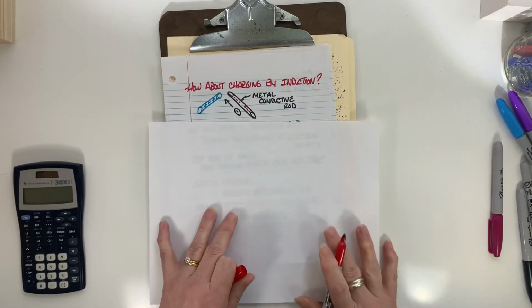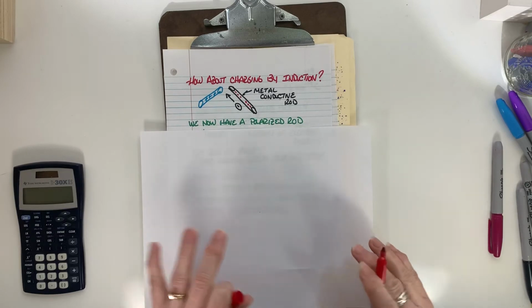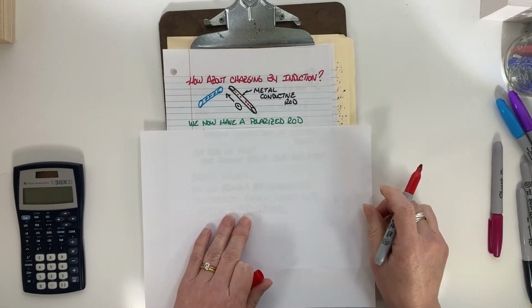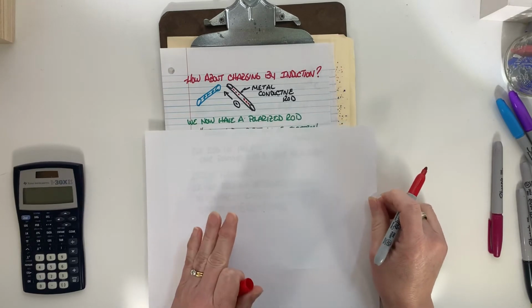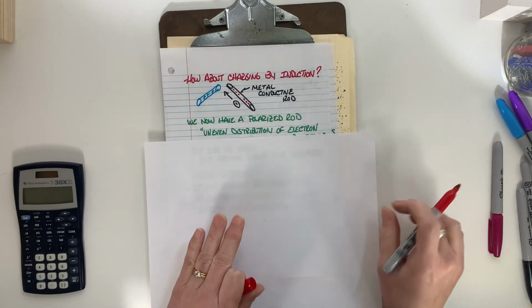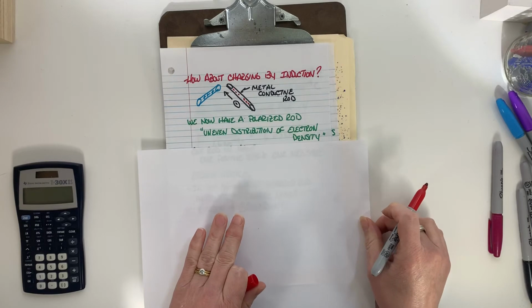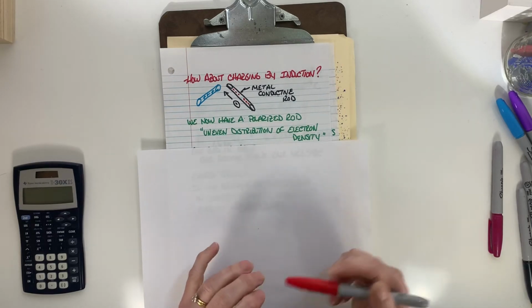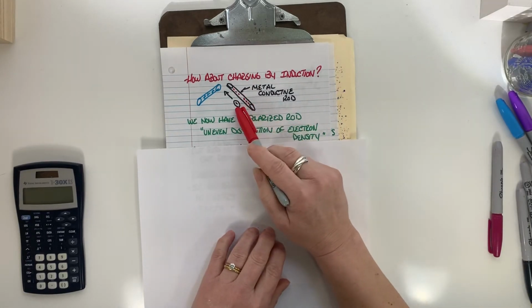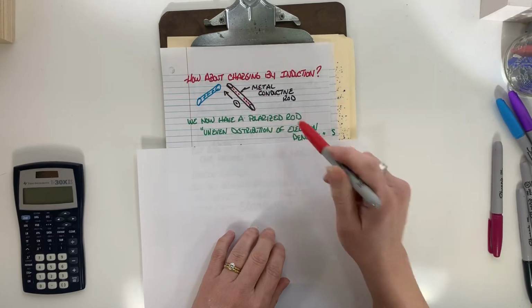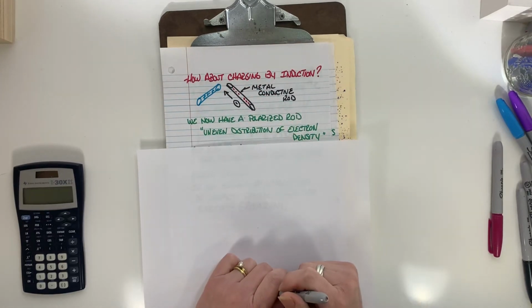And listen to this, this is cool. We now have a polarized rod. What does it mean to have a polarized rod? It's exactly the same thing: an uneven distribution of electron density. It's exactly the same thing like with the water. They said the water had an uneven distribution of electron density. Well, now our rod, because these electrons moved over to this end, is a polarized rod.